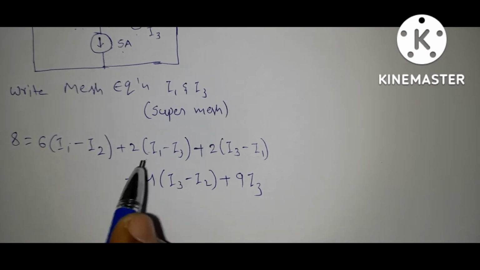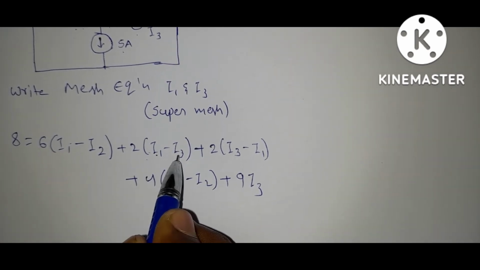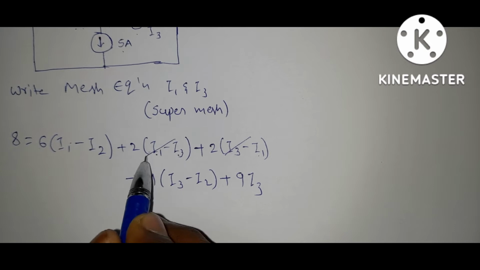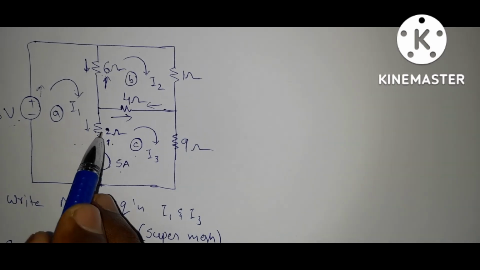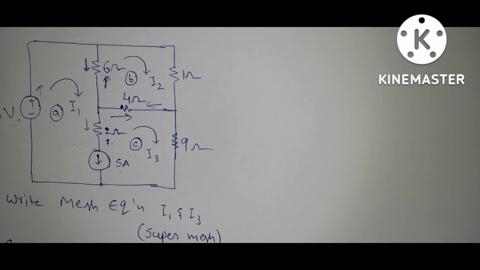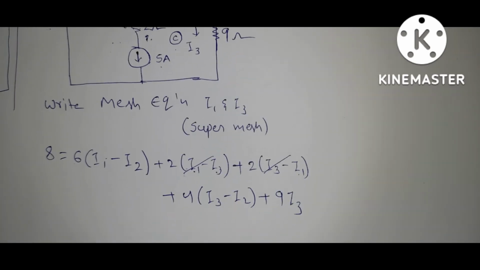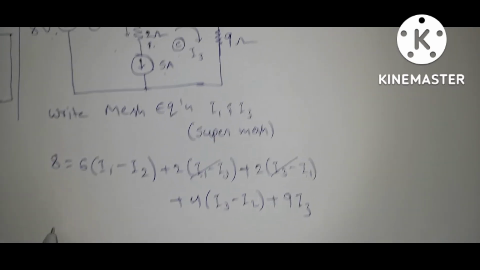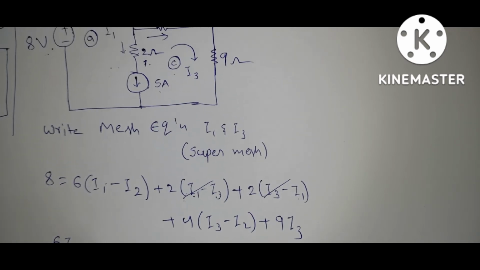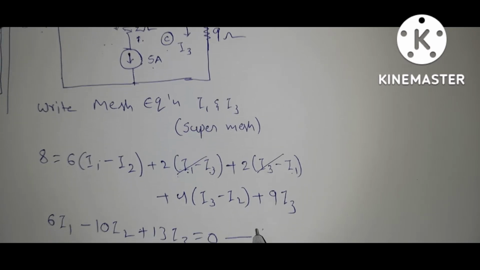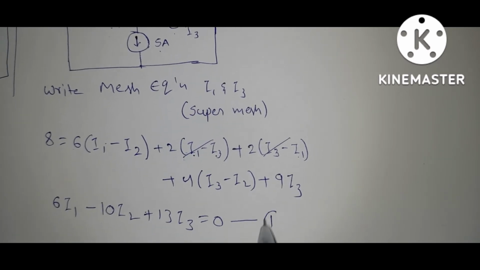By solving this, if you observe here, this is I1 minus I3 and this is I3 minus I1, so both are cancelled. That's why you can exclude this 2 ohm resistor, or you can include this 2 ohm, but it will cancel. Now this is 6 I1 minus 10 I2 plus 13 I3 is equal to 0. Let it be equation 1.